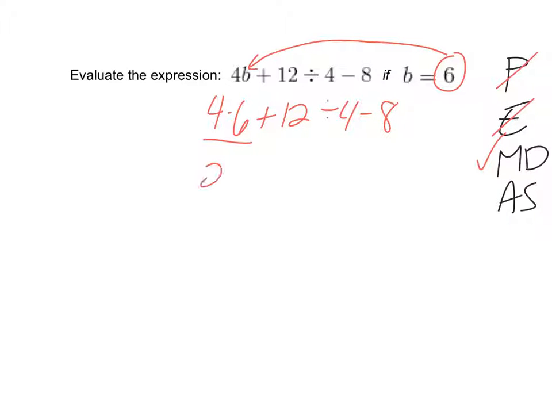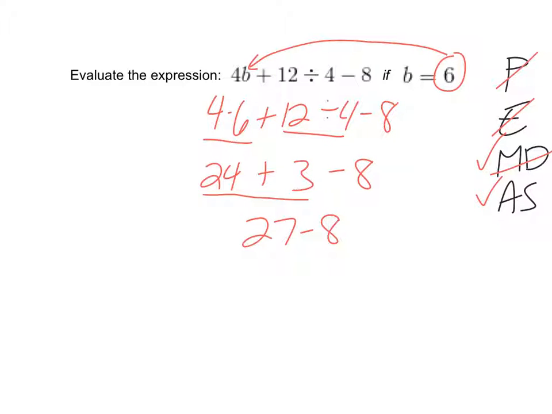4 times 6 gives me 24. 12 divided by 4 gives me 3. So I've got 24 plus 3 minus 8. No more multiplication or division, so I can move on to addition and subtraction. Again, we go from left to right. 24 plus 3 is 27, so I've got 27 minus 8, which will give me 19 for a final answer.